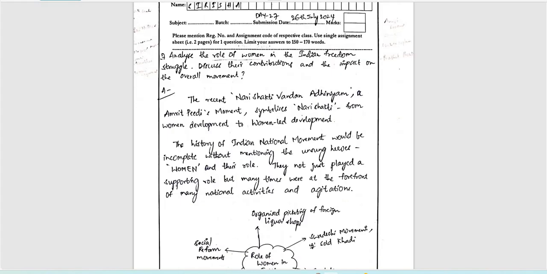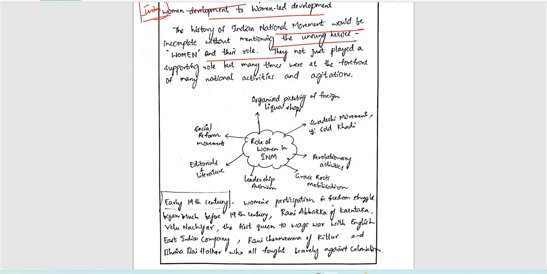Let's see today's answer written by Sirisha. Here, the recent Nari Shakti Vandan Abhiyan, recently the Amrit Kaal movement, symbolizes Nari Shakti, from women development to women-led development. Very, very recent, a current affairs introduction here, connected to history also. The history of the Indian national movement would be incomplete without mentioning the unique roles played by women. They not just played a supporting role, but many times were at the forefront of many national activities and agitations. Very good role of women in the Indian national movement.